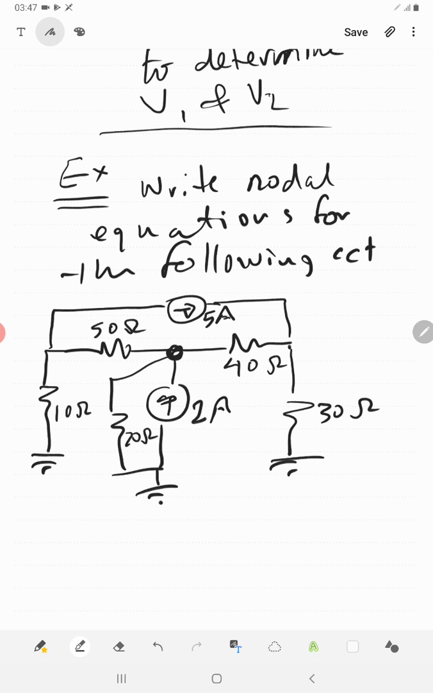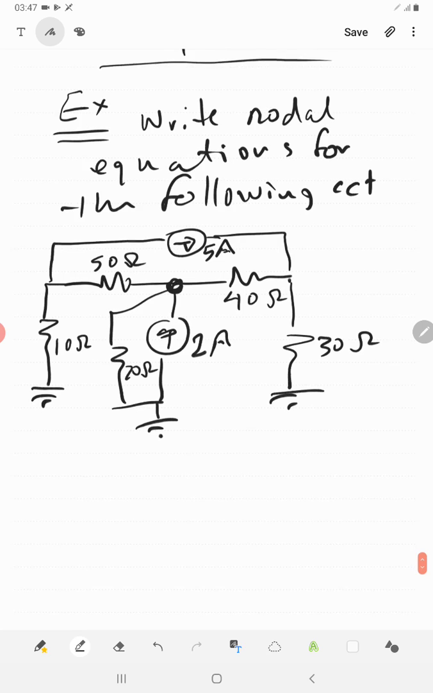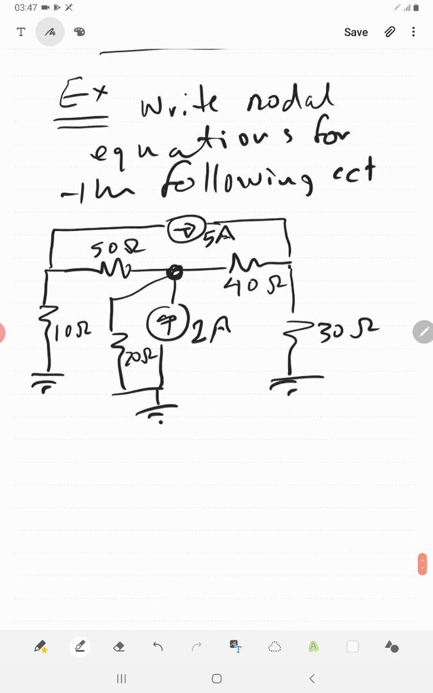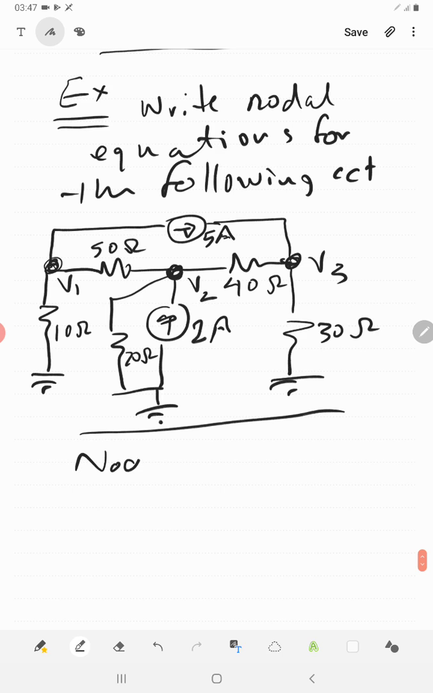Now, how many nodes we have in this circuit? Simply we have 3 nodes. Just node 1, node 2, node 3. Let's say V1 here, we have V2 here, and V3 here. Okay?